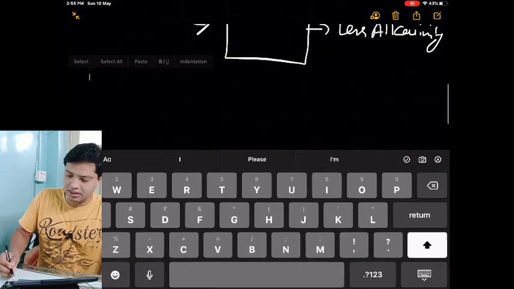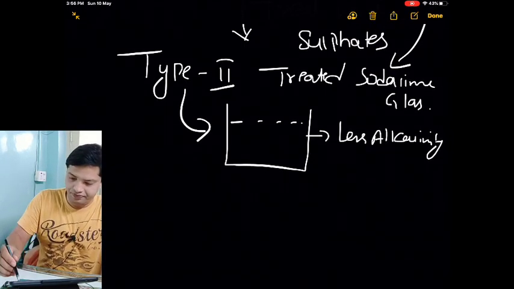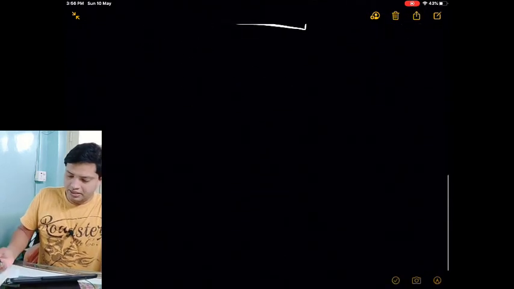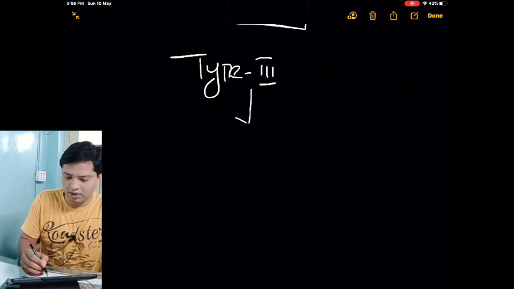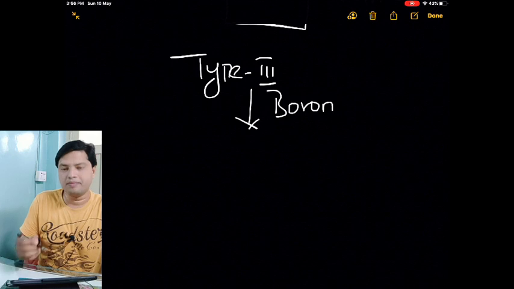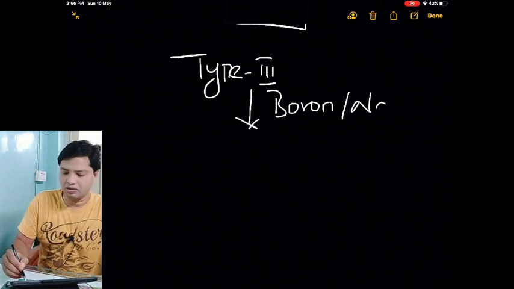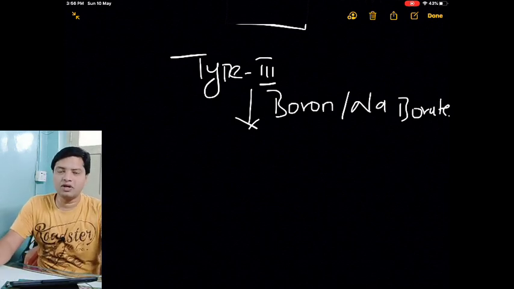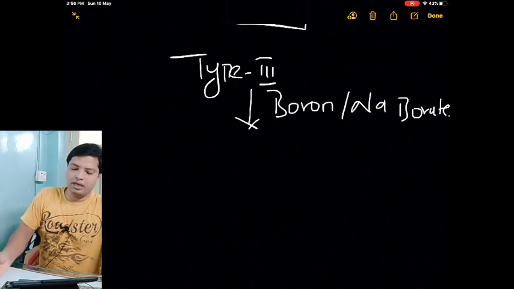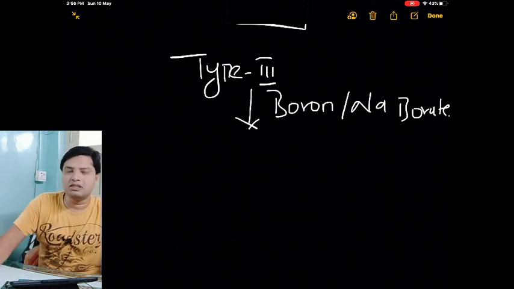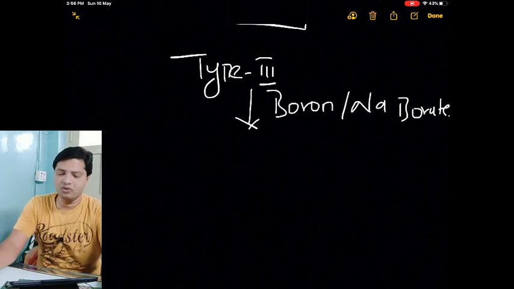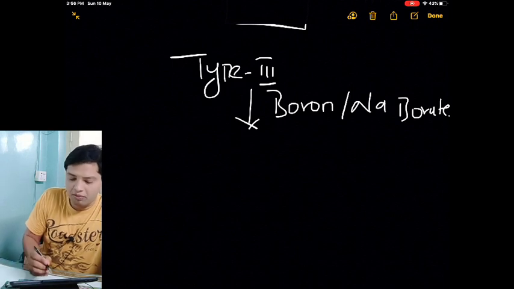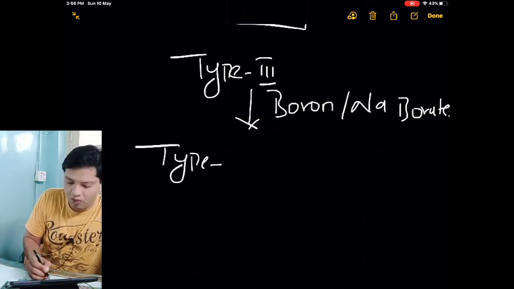Next, take that same type 3 glass and try to add boron or sodium borate. Try to replace the content of that glass with boron or sodium borate. The more you replace with boron, the glass will become more and more resistant to any type of reaction. So after treatment with boron, we get type 1 glass.